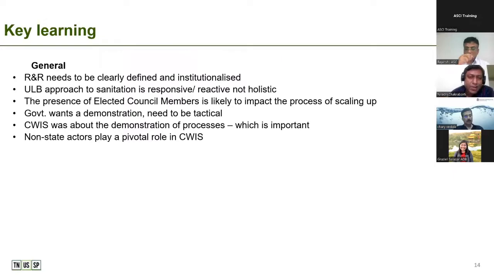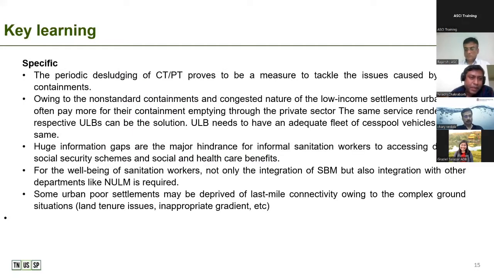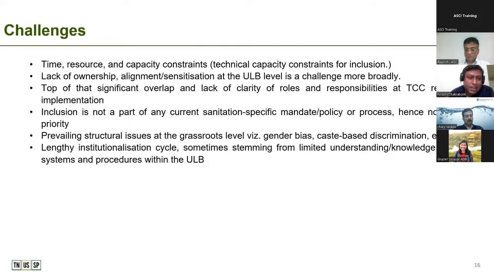And again, I want to highlight that the non-state actors' role is very crucial in that. These are some general learnings. Next slide. Specific learnings may not be relevant for all the cities. Anyway, the presentation will be shared, you can see it. But one thing I want to highlight, again, for CWIS sustenance and clearance, it's not only the ULB; many other departments are involved, and linking with them is going to be very helpful. Next slide, and that's the last slide, I think.